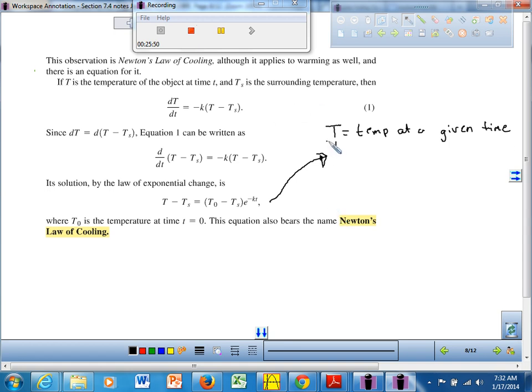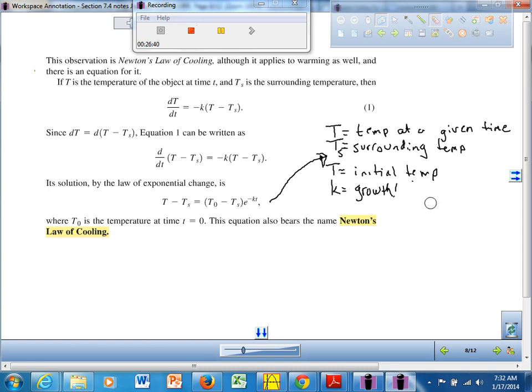T sub s is the surrounding temperature. So here it would have been room temperature in the example I gave. T sub 0 is the initial temperature. k is our growth constant, or decay constant. And little t is time.